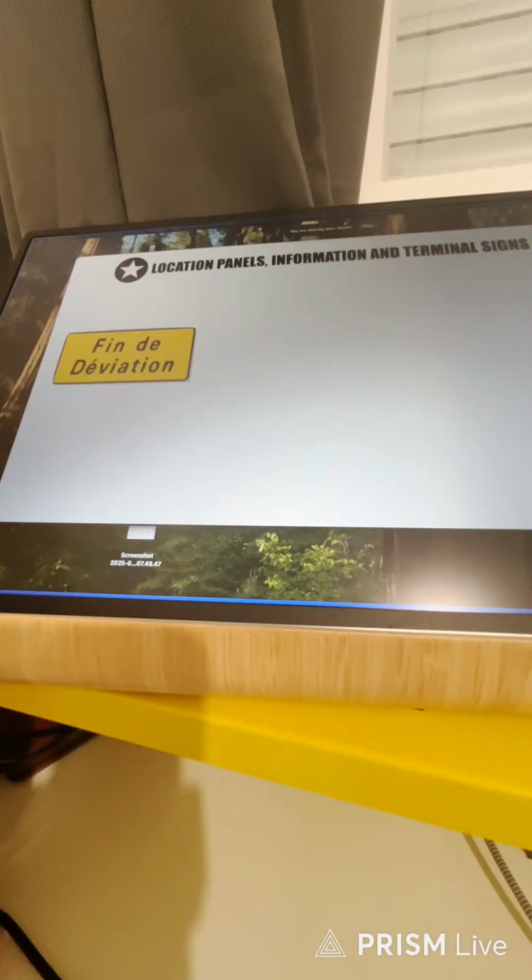Okay, this is "find the diversion." It's normally this "find the diversion." They are not going to say at what meter, but this sign is normally placed 100 to 200 meters before you are going to see this. They will just show you in advance.